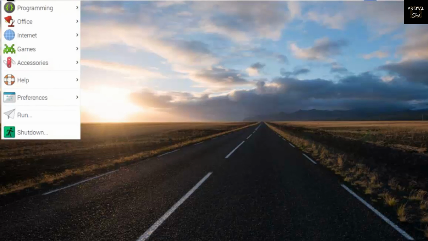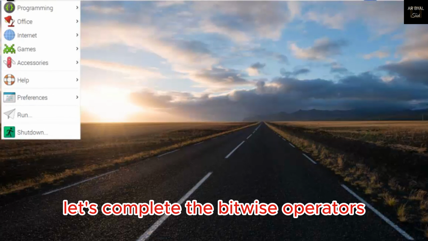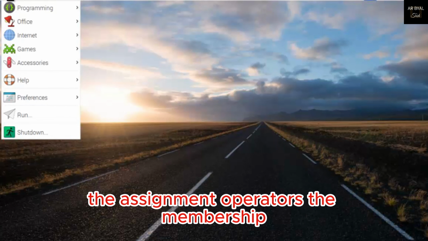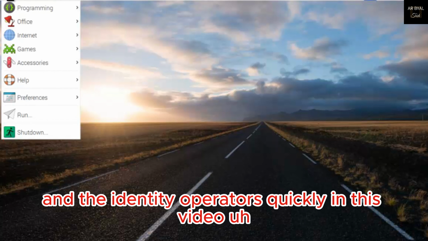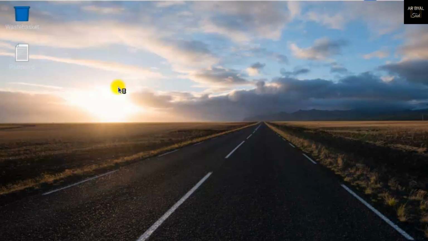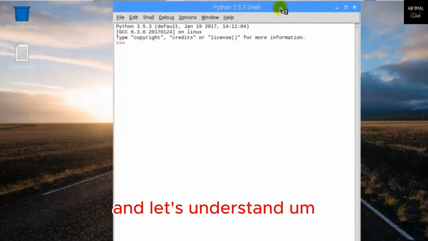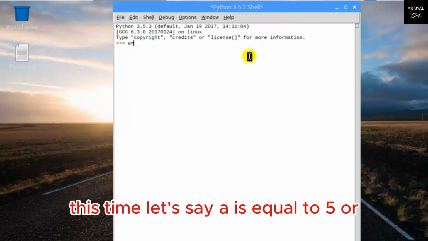Hello again. Let's continue with the operators now, and let's complete the bitwise operators, the assignment operators, the membership, and the identity operators quickly in this video. Alright, so we go into programming, that is Python 3. I'm not going to make a file, I'll write them in the shell itself this time.